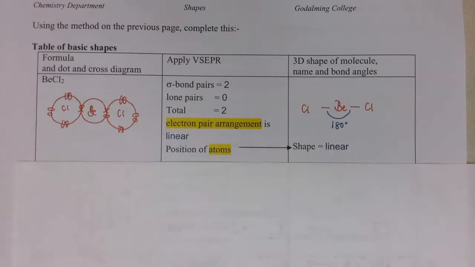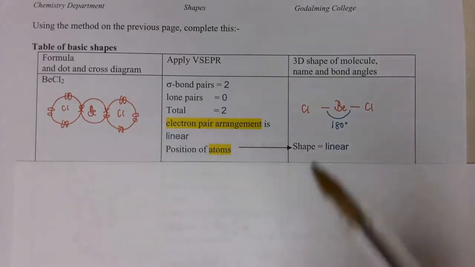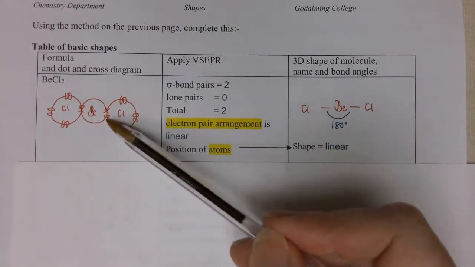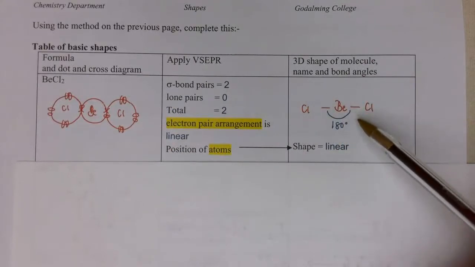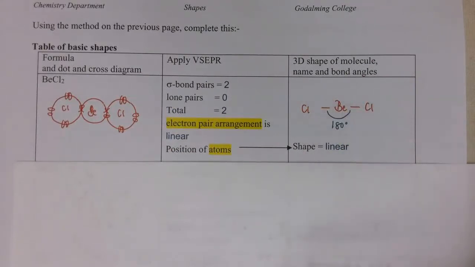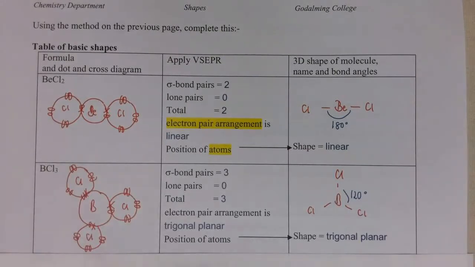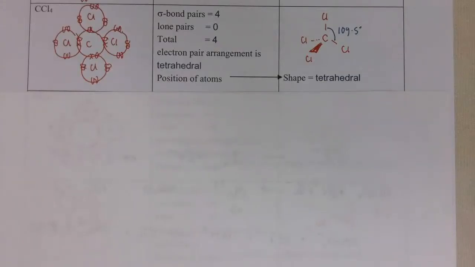I'm going to do the same process on the next page. So BeCl2, beryllium dichloride, has 2 sigma bonding pairs around the beryllium, and it has a linear shape. So there's a 180 bond angle. BeCl3, 3 sigma bonding pairs. This time the shape is trigonal planar. Notice in these two there are no wedges and no dotted lines, and that's because these are both flat molecules. In other words, they don't have any sticking out bits. They are planar.